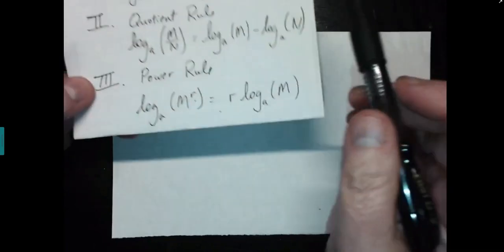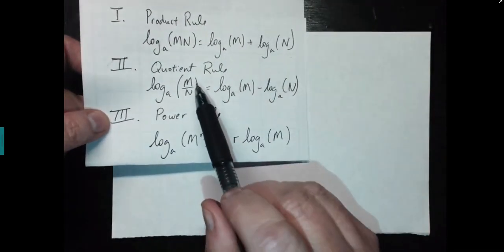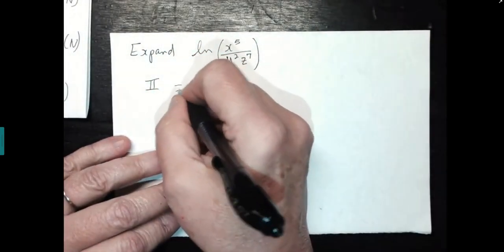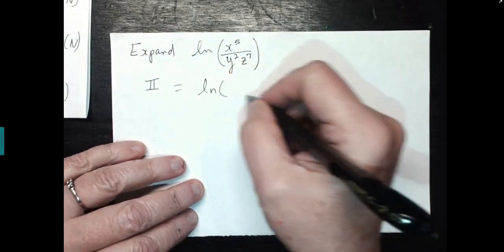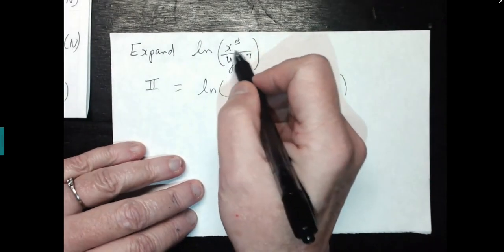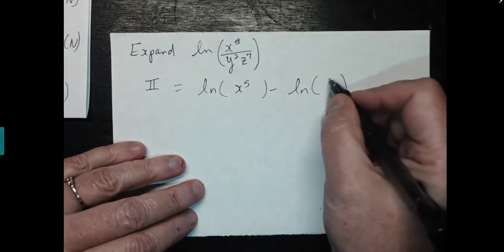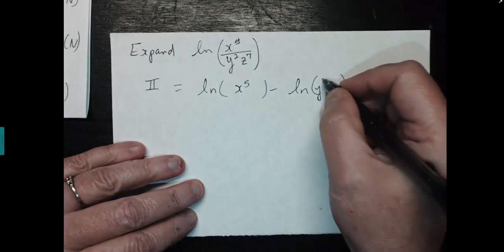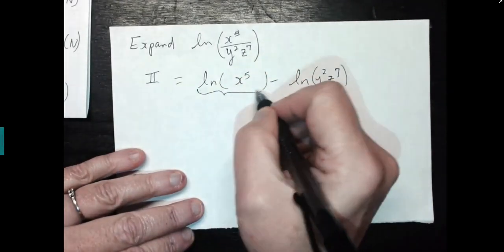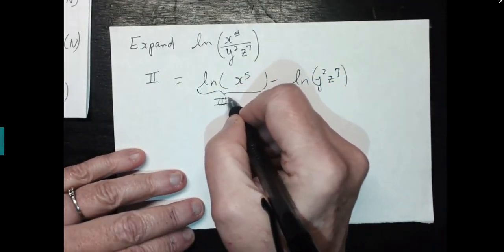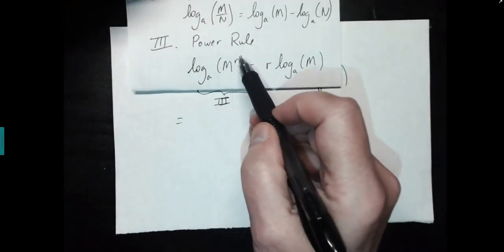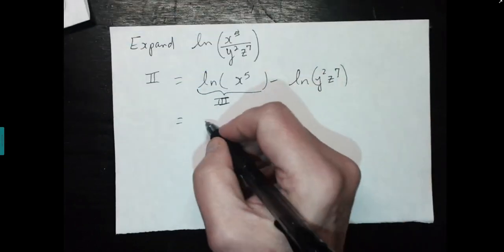Now if I'm going to expand, I need to read these rules from left to right. So I'm going to use the quotient rule first, rule number 2. Rule number 2 says I can rewrite this as a difference. What will go in here is what I have in the numerator, and what goes in here is what's in the denominator. Now I can use rule number 3 on this, and using rule number 3, that 5th power is going to come out the front.